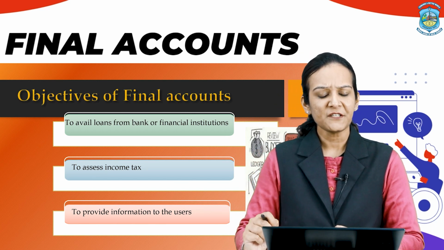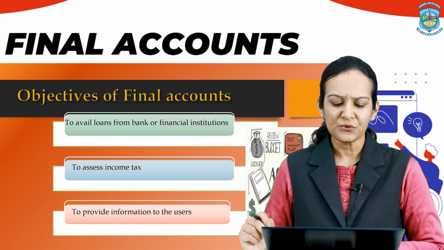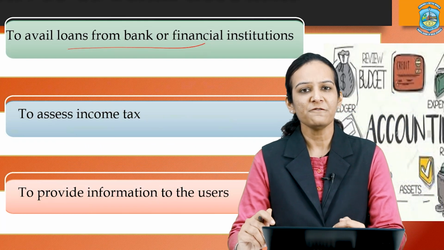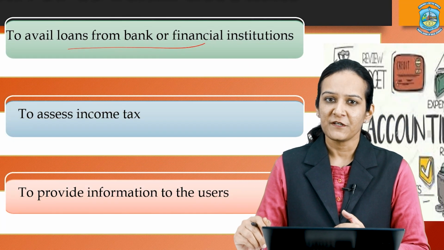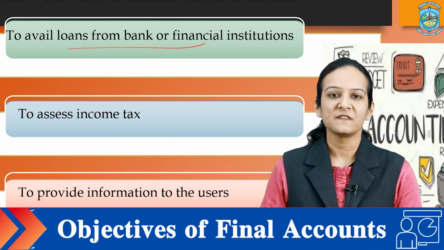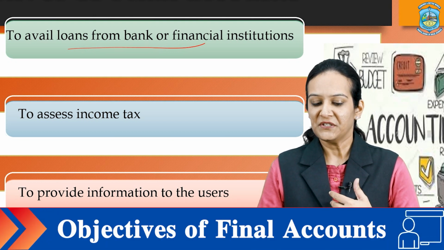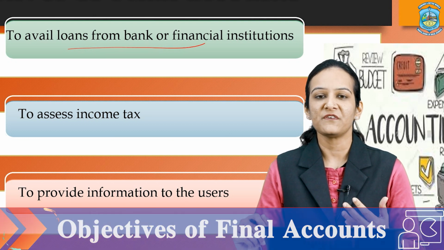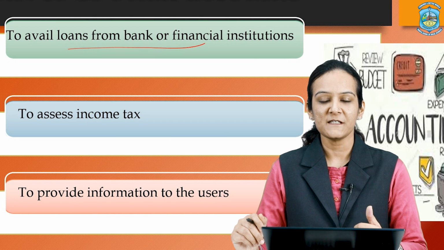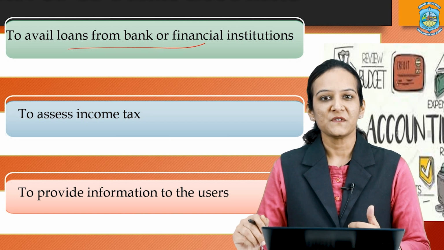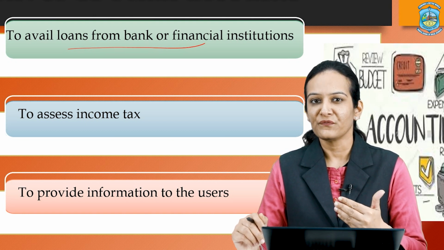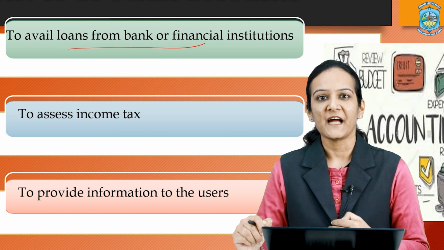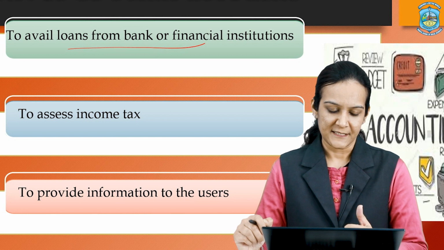The next objective of final accounts is to avail loans from banks or financial institutions. Final accounts are actually very important documentary evidence that can be produced in different banks or financial institutions, and you can avail credit facilities by producing these documents, because by studying these documents, the banks can understand your financial position till date.